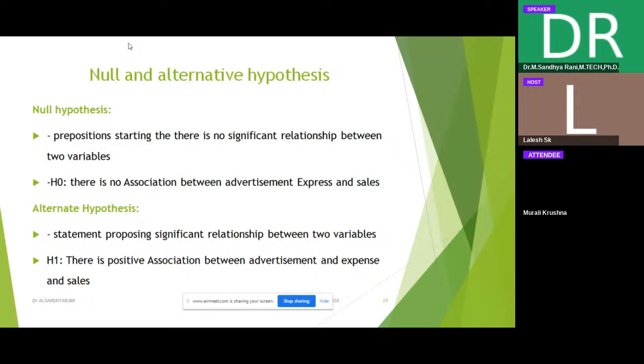And what is an alternative hypothesis? It is just the opposite. That is, it states that there is a significant relationship between two variables, whereas the null hypothesis states there is no significant relationship. In short, hypothesis makes our journey of research much easier.